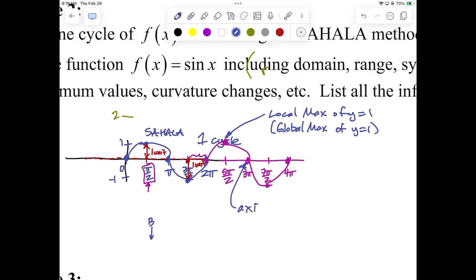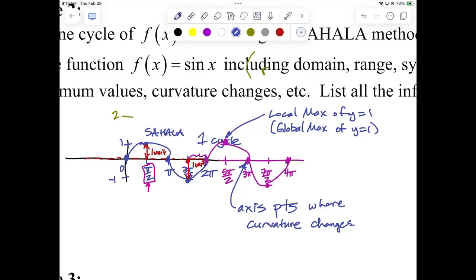Your axis points are where the curvature changes. The axis points are where the curvature changes. What do we call those points? Where the curvature changes. We saw it on the logistic functions. We saw it when we studied x cubed.